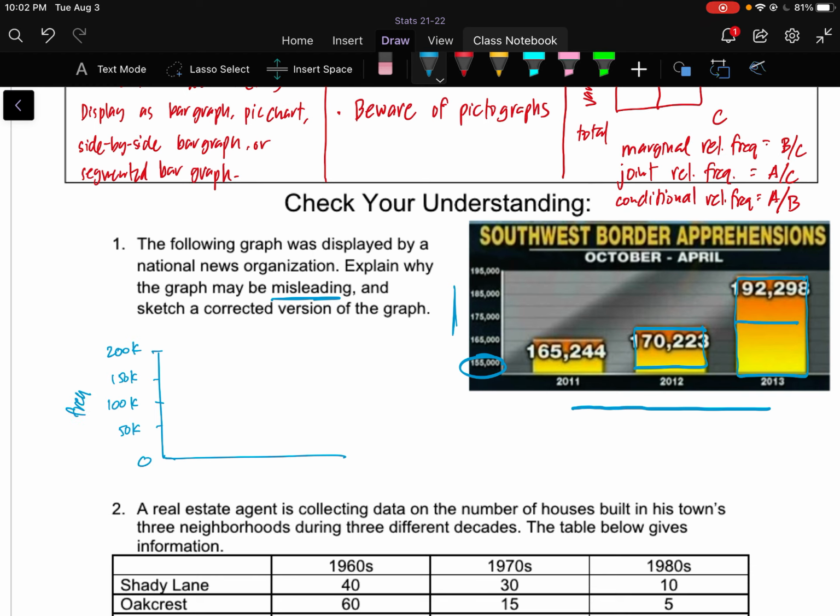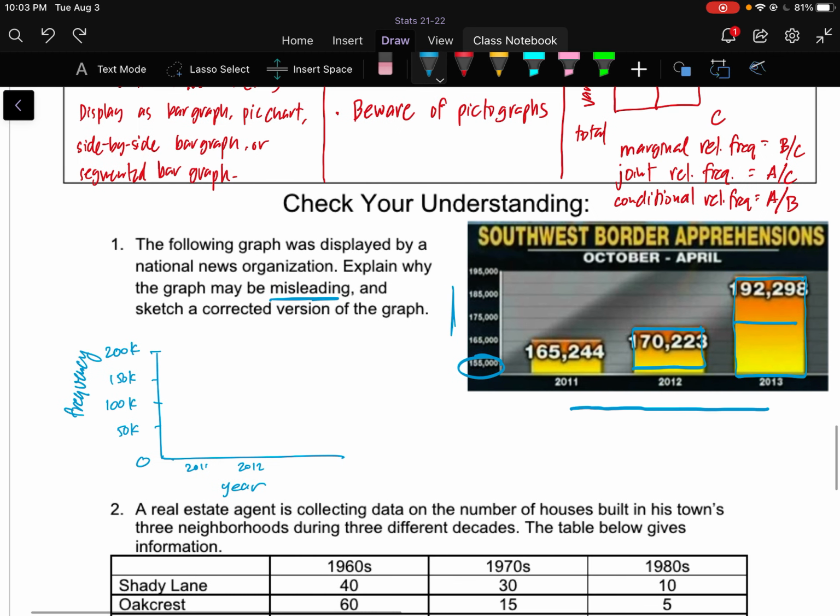We'll label this frequency because we're just looking at counts. What is this, by the way? Southwest border apprehensions. All right. So I can tell that the horizontal axis should probably be labeled year. And then we have 2011, 2012, and 2013. So 165,000 in 2011, 170,000 in 2012, and 192,000 in 2013.